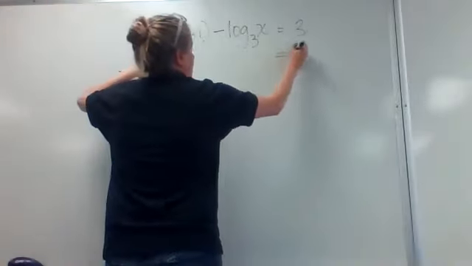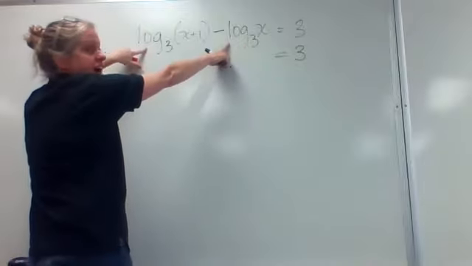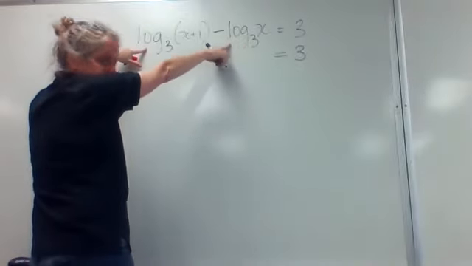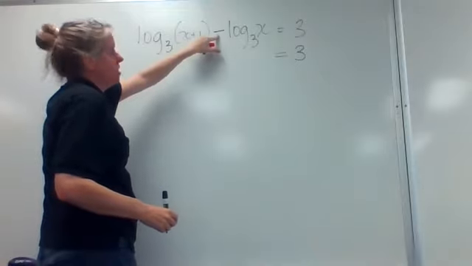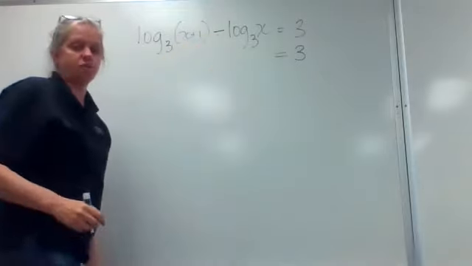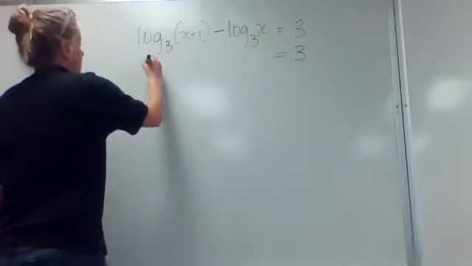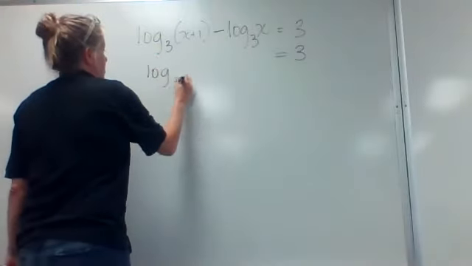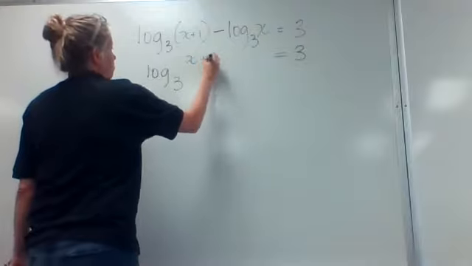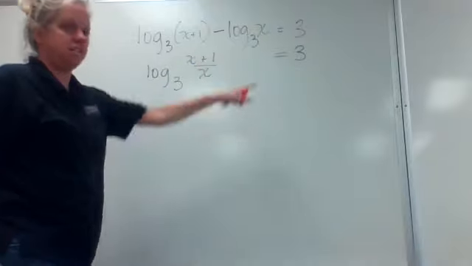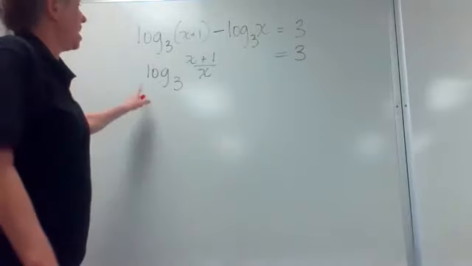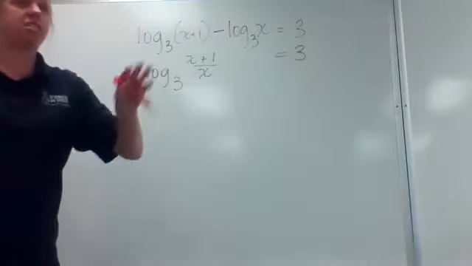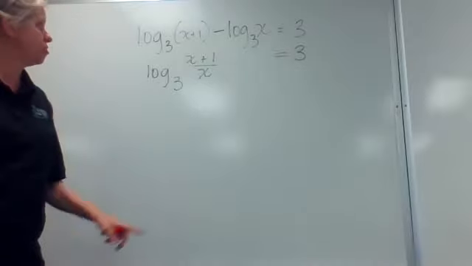So I'm going to start off the same. I'm going to rewrite this left side as one logarithm. So since it's minus, it's going to turn into x plus 1 over x. I've got log base 3 of x plus 1 over x equals 3. So this one doesn't have logs on both sides. I'm not canceling them off. I'm going back to that other method.